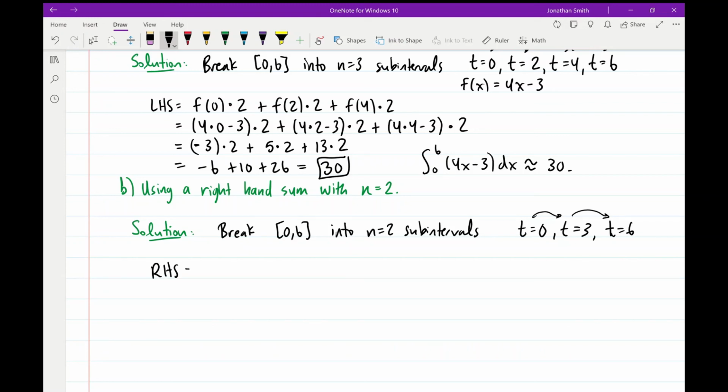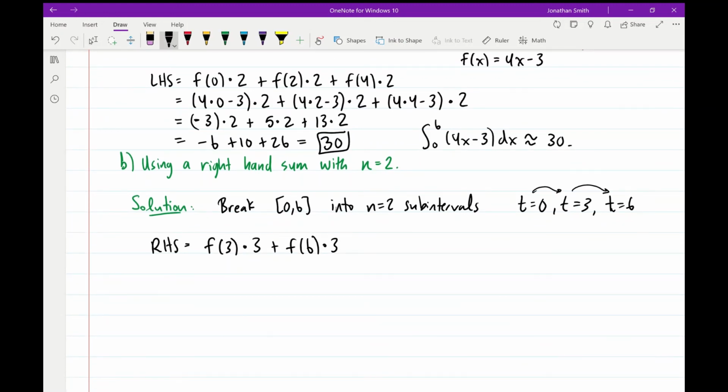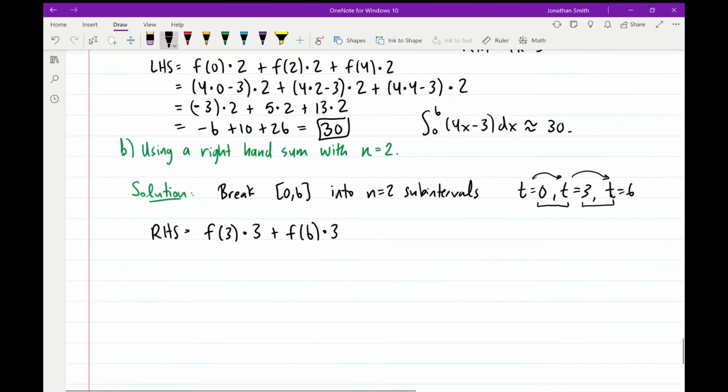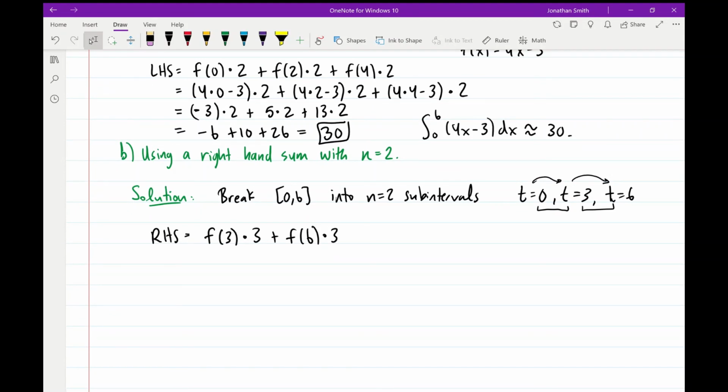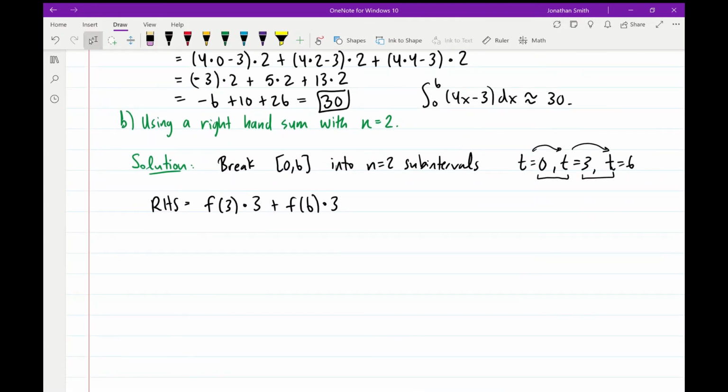All right, and now we have the right-hand sum is going to be f of 3 times 3 plus f of 6 times 3. So notice here, instead of multiplying by 2, we're multiplying by 3 because the length of each of these subintervals is now 3. And because we're using a right-hand sum, we're using f of 3 as opposed to f of 0, and f of 6 as opposed to f of 3, like we would in the case we were doing a left-hand sum.